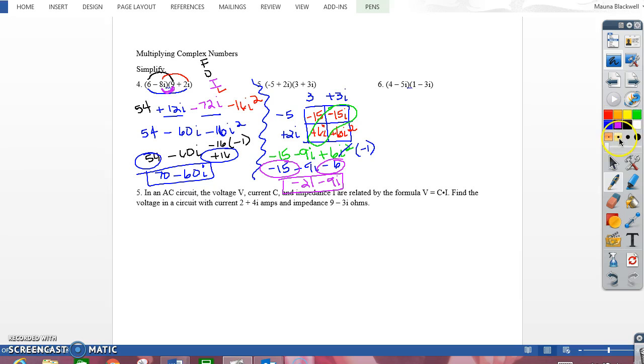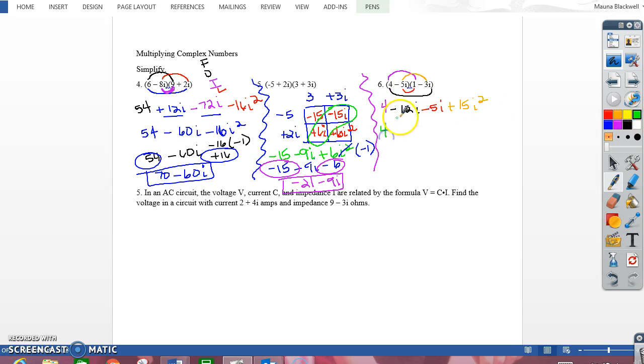Okay, so number 6. Again, we're multiplying a binomial times a binomial. So you could use either the window pane or FOIL, whichever one you like better. If I do FOIL first, 4 times 1 is 4. Outer, 4 times negative 3i is negative 12i. Inner, negative 5i times 1 is negative 5i. Last, negative 5i times negative 3 is positive 15i squared.